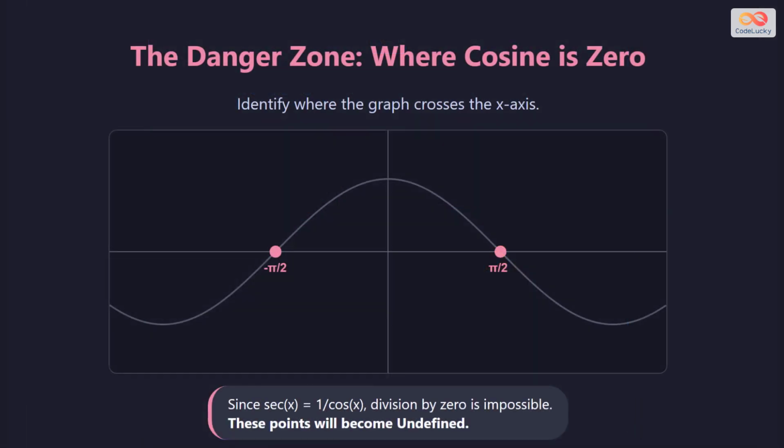Now we face a critical mathematical rule. We cannot divide by 0. Look at the red points on the cosine wave. These are the x-intercepts where the cosine value is 0. Since secant is 1 divided by cosine, trying to calculate secant at these specific points would result in 1 divided by 0, which is undefined.